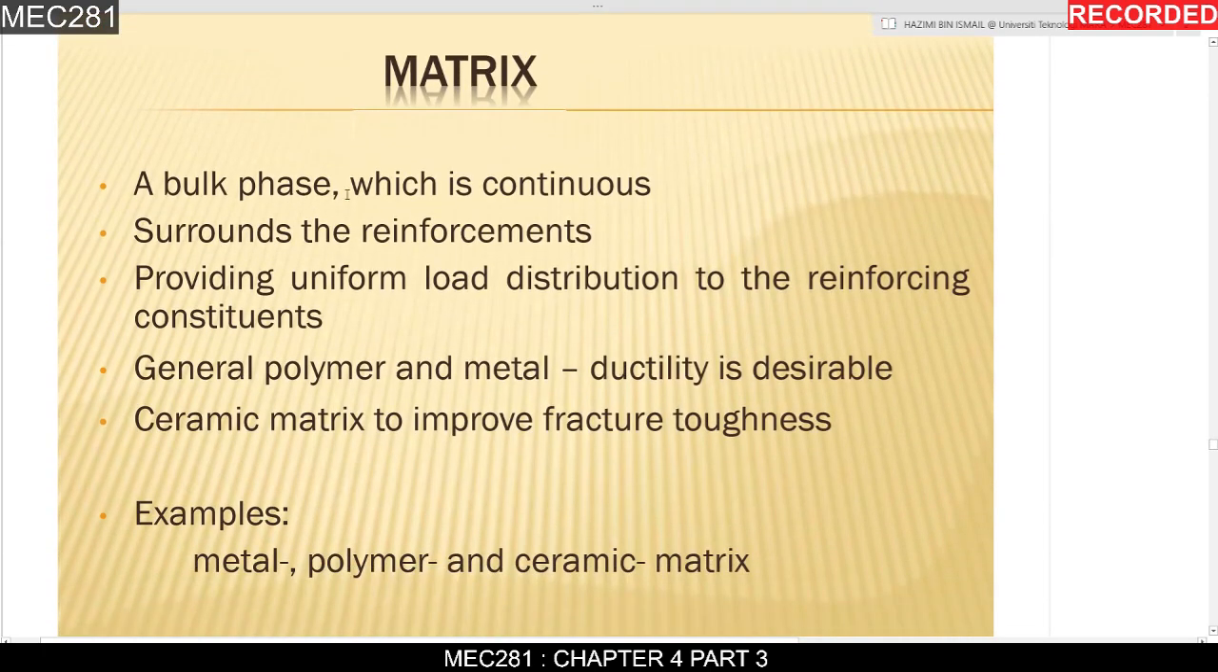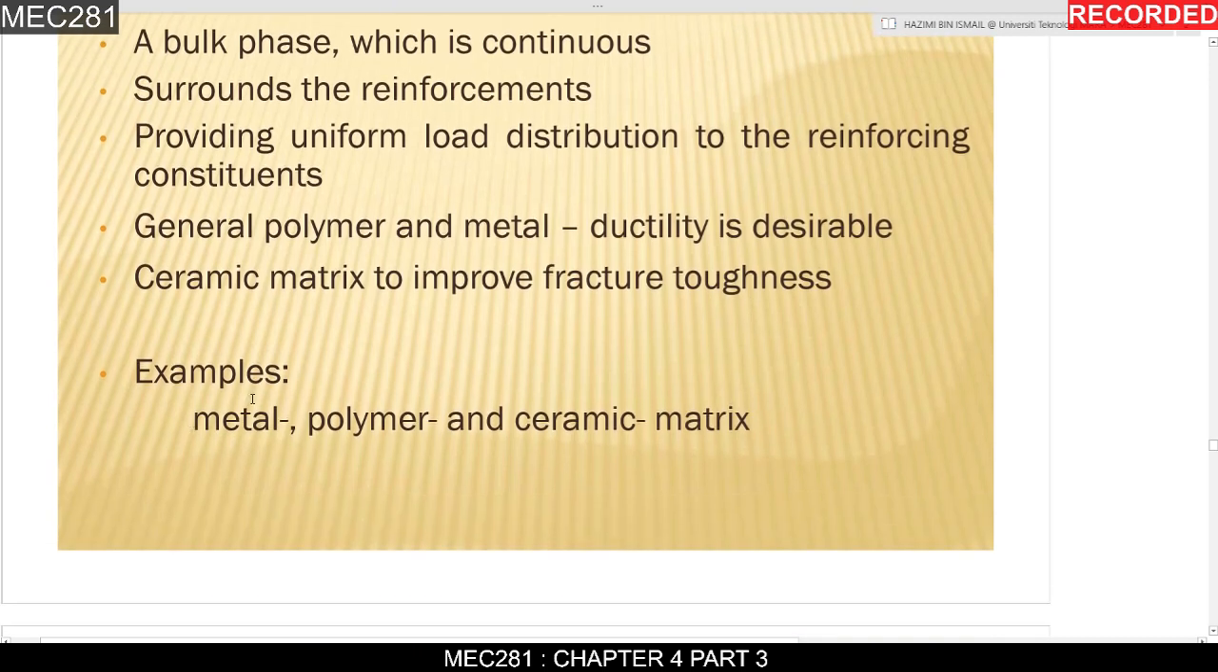Matrix, a bulk phase which is continuous, surrounds the reinforcement, and provides uniform load distribution to the reinforcing constituent. In general for polymer and metal, ductility is desirable. Okay, ceramic matrix is used to improve fracture toughness. Example of metal, polymer, and ceramic matrix.